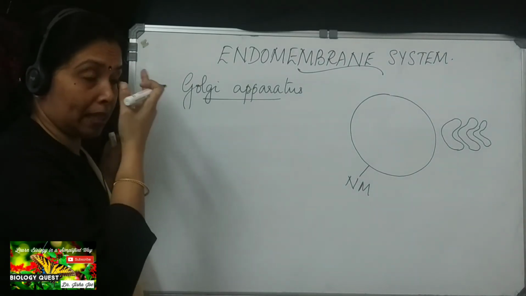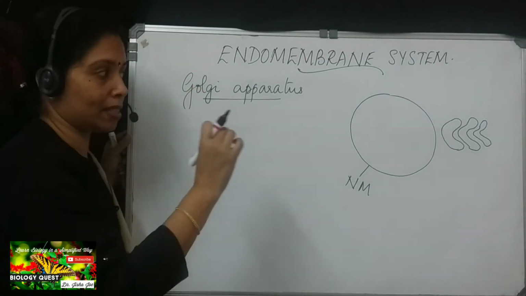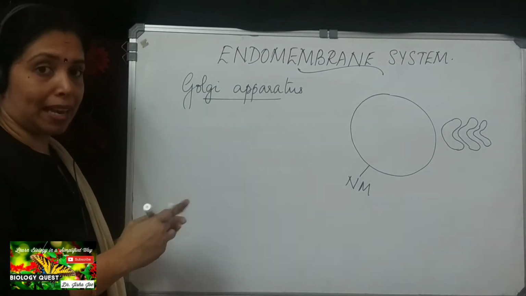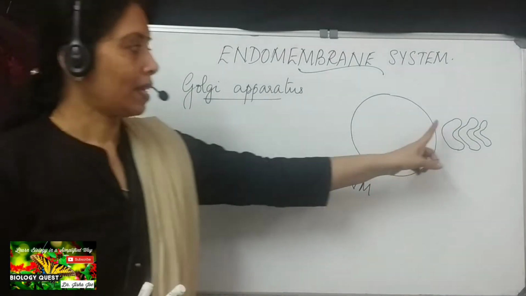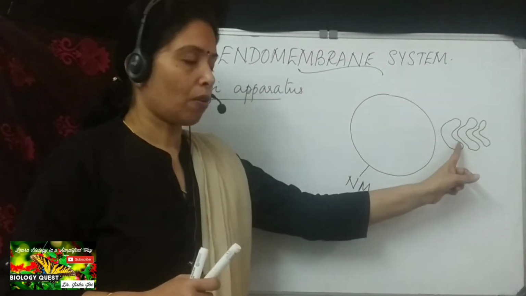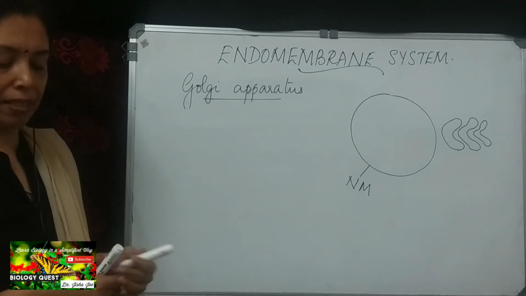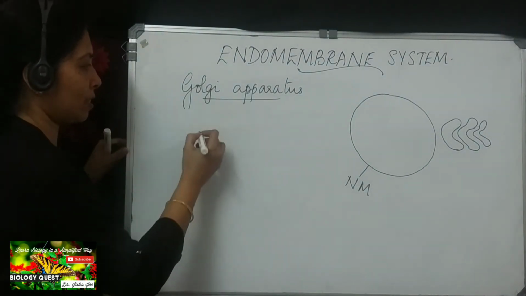If you look at each disc-shaped sac, you can see that it has a convex side and a concave side. That is the convex side and that is the concave side. The convex side is the cis face. Okay, the convex side. So I'm just enlarging one.